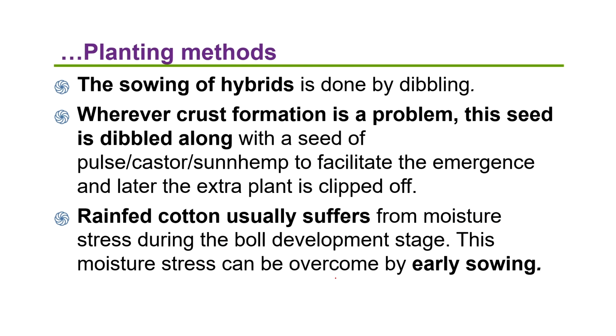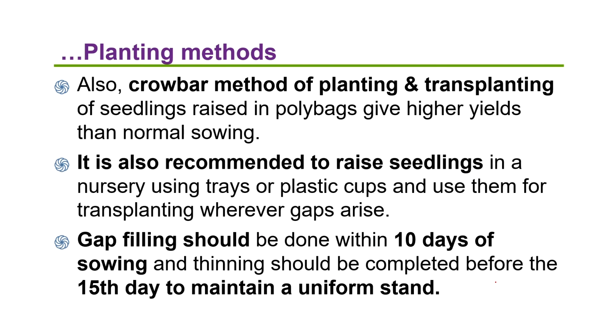So, dibbling is another option, and sowing of hybrids is mostly done by dibbling. Wherever crust formation is a problem, pulses or castor or sunhemp are dibbled along with the seed to facilitate emergence, and later the extra plant is clipped off. Rain-fed cotton usually suffers from moisture stress during boll development. This moisture stress can be overcome by early sowing.